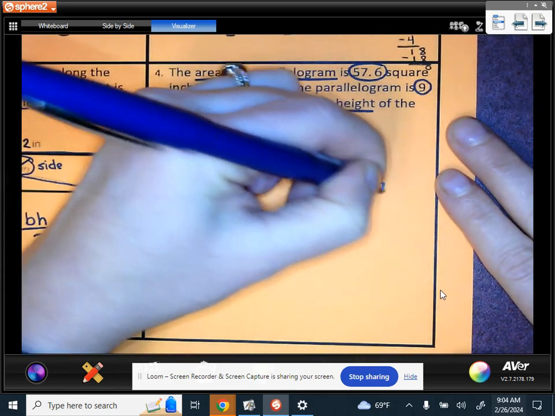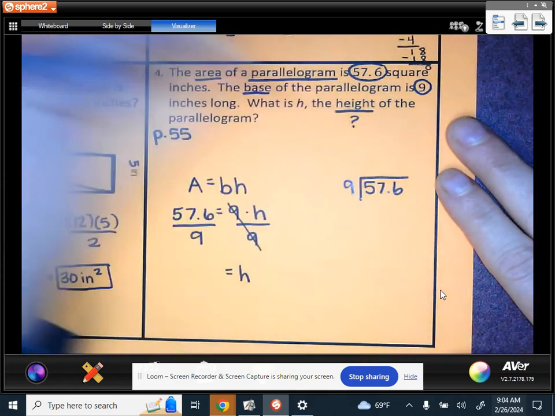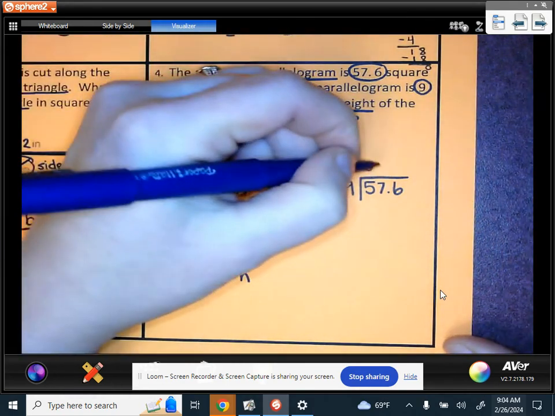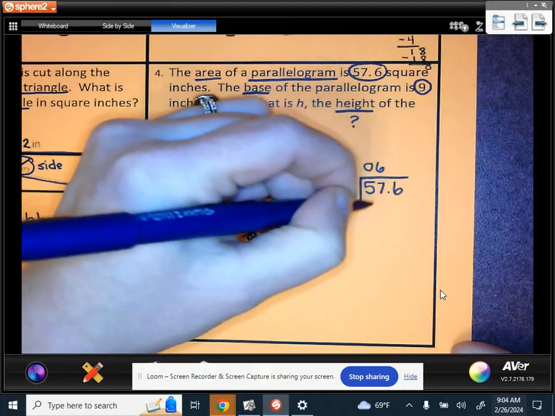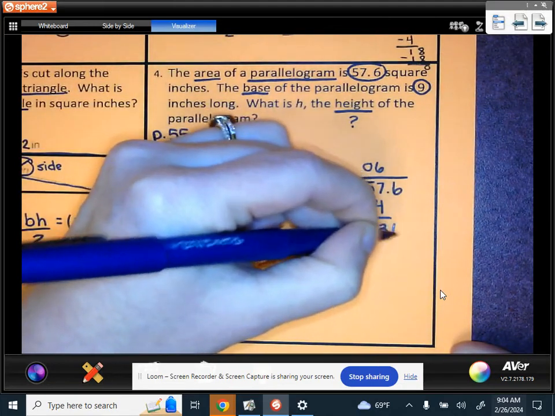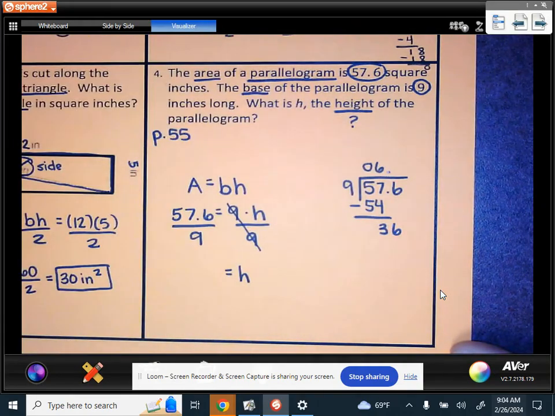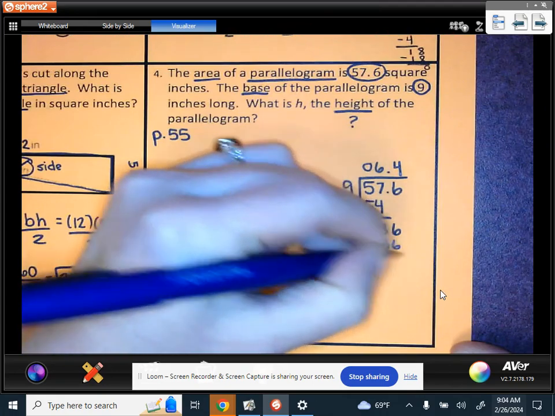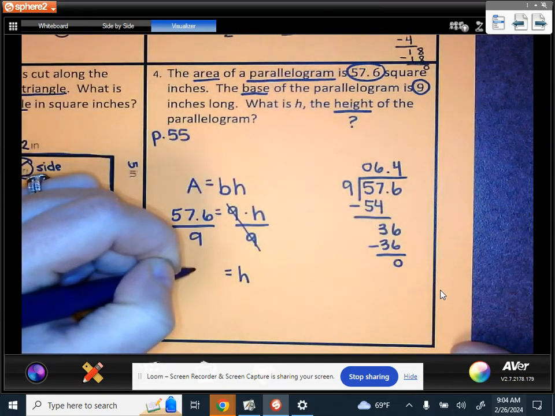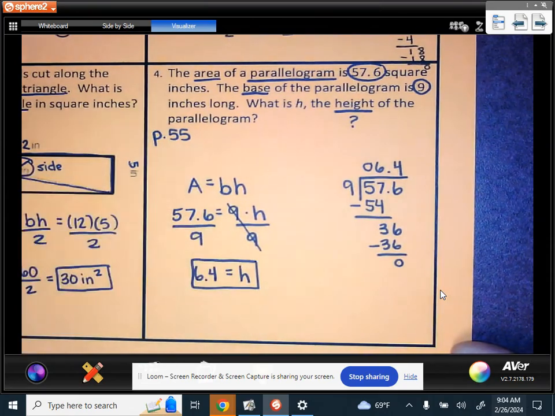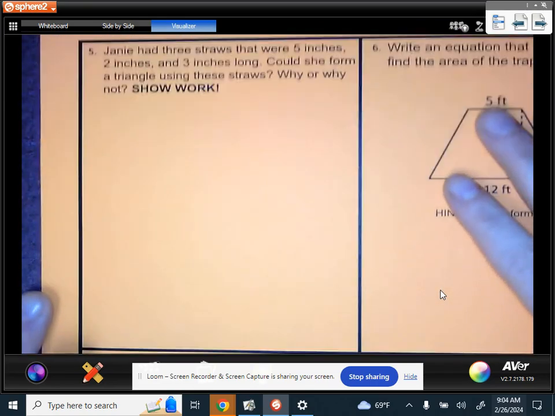Now we just have to do 57.6 divided by 9. 9 can't go into 5, but it can go into 57 6 times. 9 times 6 is 54. We subtract it, get 3, and I bring down my 6. 9 goes into 36 4 times. So that tells us that the height is 6.4. So we work backwards on problems like that.